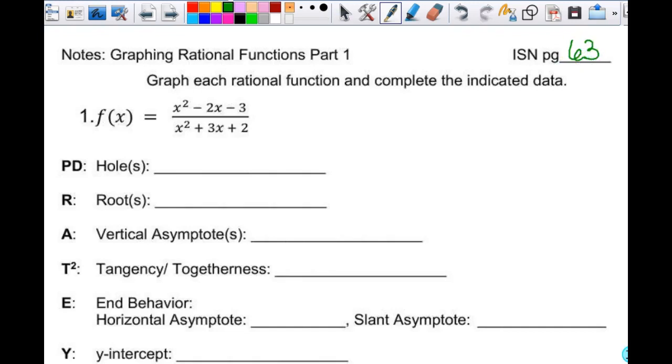63. All right, so we are going to graph the rational function. Before I graph, the first thing I have to do here is do what? We have to factor, yeah.